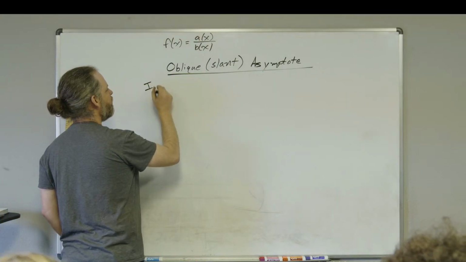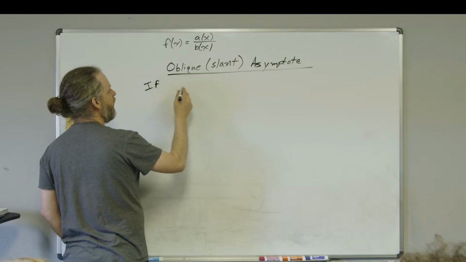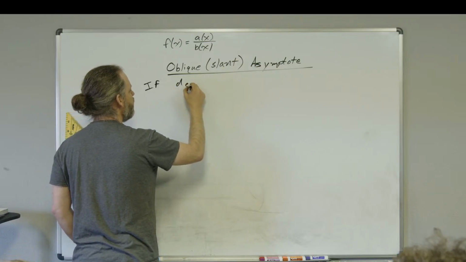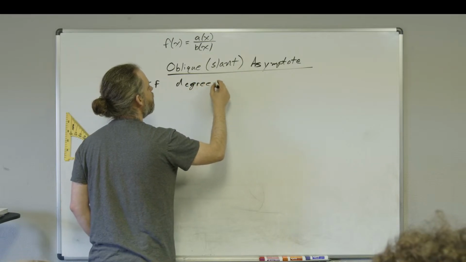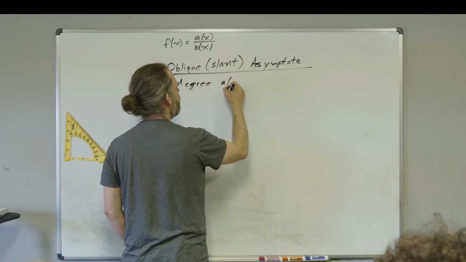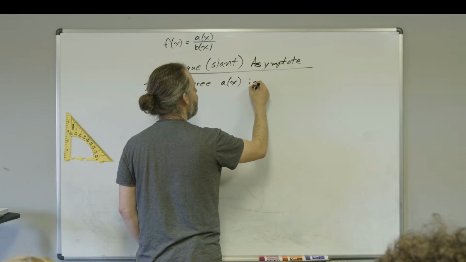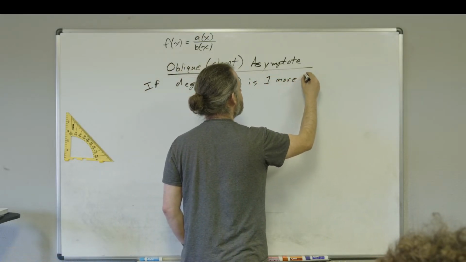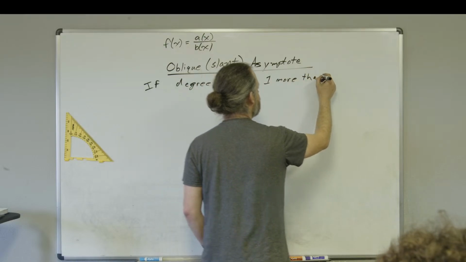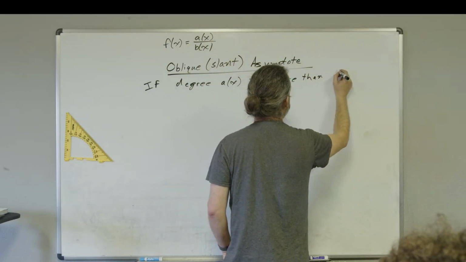We know it has one if the degree of a of x is 1 more than, 1 greater than the degree of b of x.